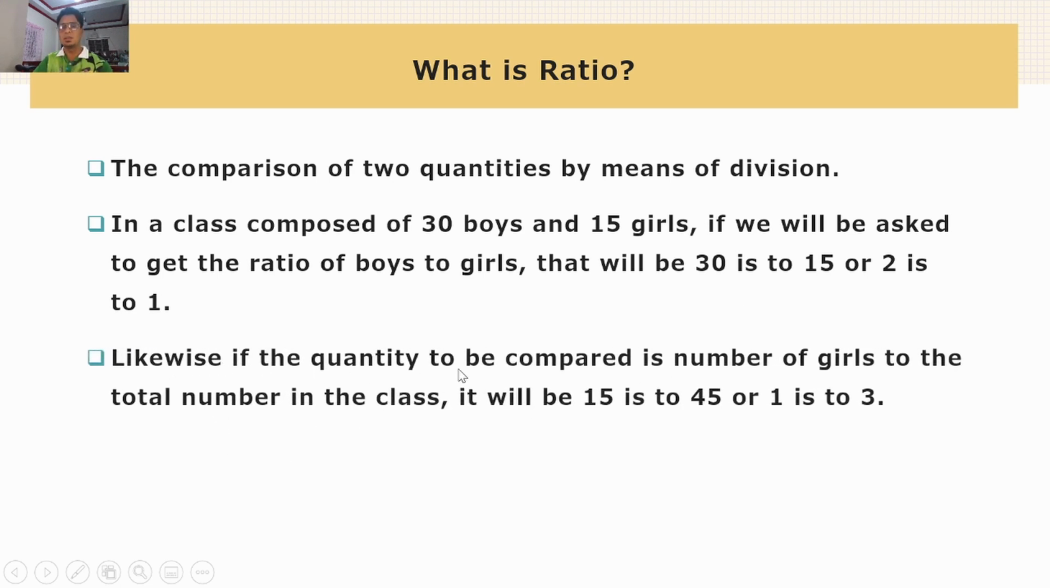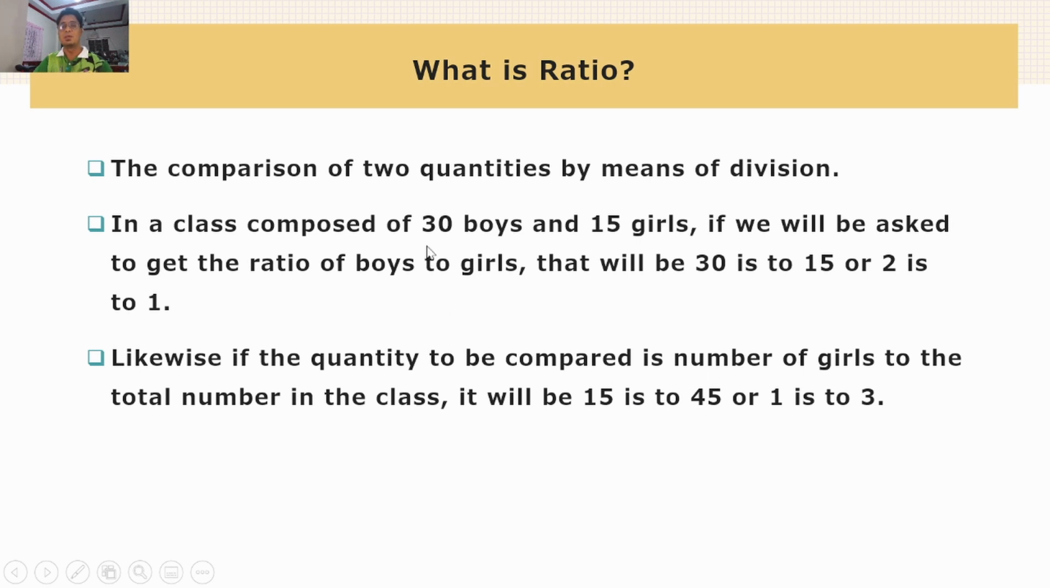Likewise, if the quantity to be compared is the number of girls to the total number in the class. Again, ang kita natin dito, number ng boys at saka number ng girls. Pero dito, ang i-compare naman natin, yung number ng girls, which is 15 kasi kita, to the total number in the class. Total number of the learners in the class. Dito wala ka naman makikita na total number of learners. So makikita mo, 30 yung boys, tapos 15 yung girls. So yung total nila, dito pa lang, mentally you have to add, that will be 45 yung total sa klase nila. So it will be 15, ito yung number ng girls, is to 45.